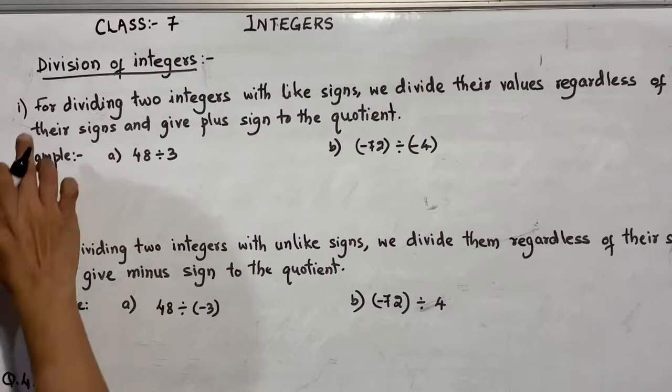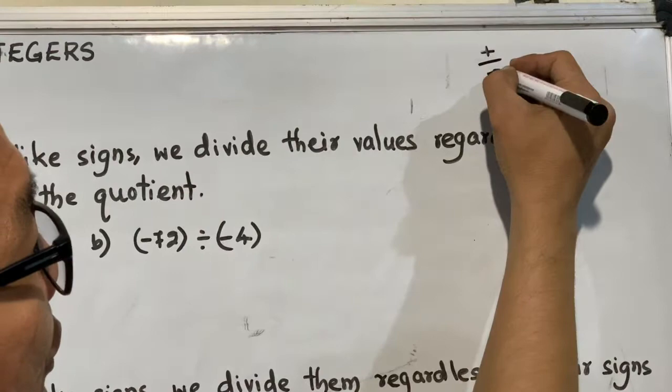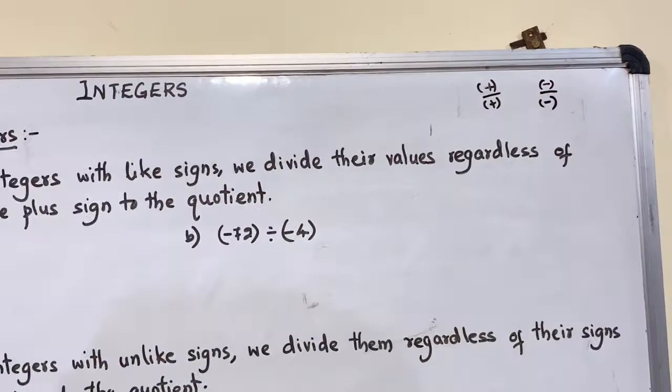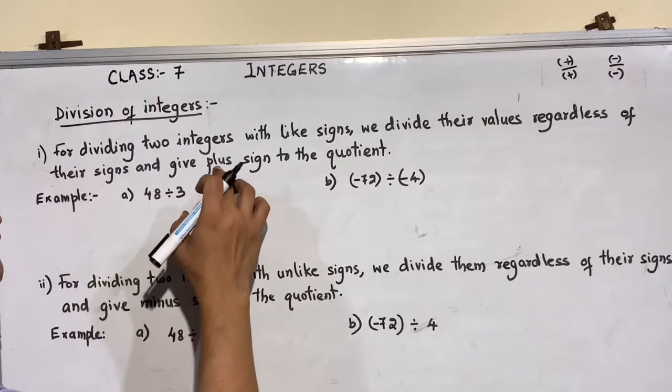So for dividing two integers, with like signs, positive divided by positive, or negative divided by negative, we divide their values regardless of their signs. Give a plus sign to the quotient.